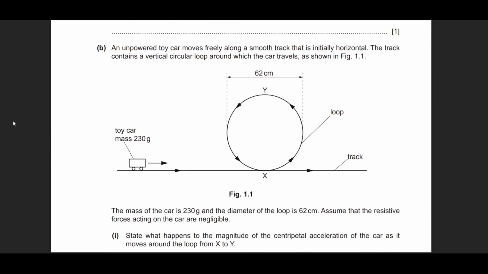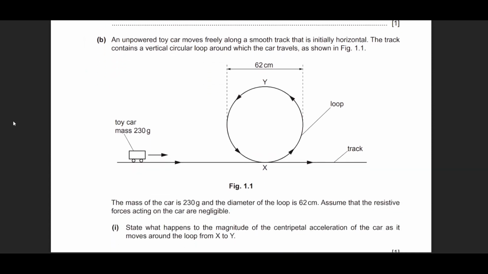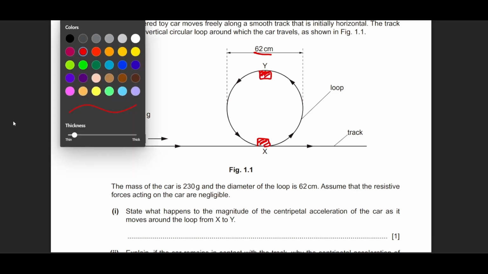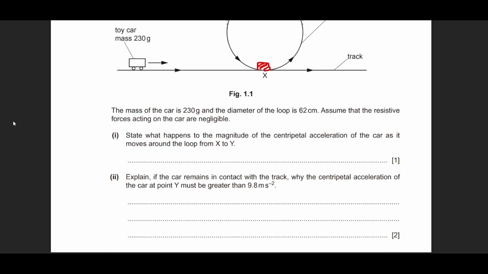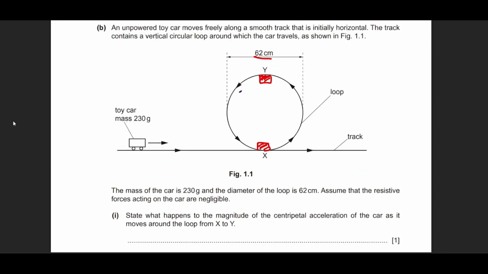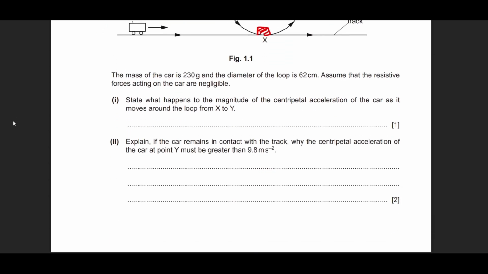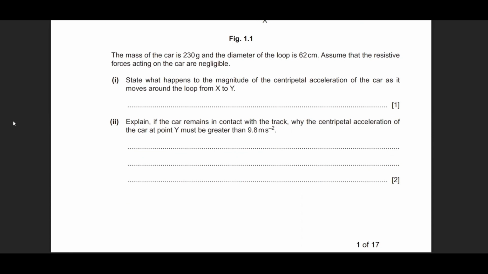All right. So the mass is given, the diameter is given. And of course, first the car exists at this point, then the car may exist, or at some point later in life will exist at this point. And then of course, come down to continue its journey towards that side. We understand this, okay? So the mass is given, everything is given. He says, state what happens to the magnitude of centripetal acceleration of the car as it moves around the loop from X to Y.